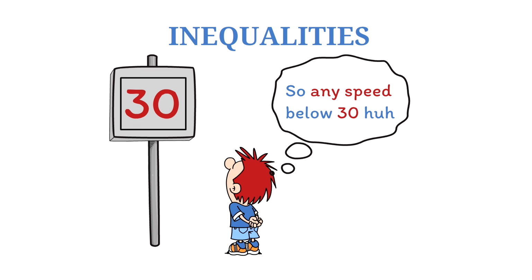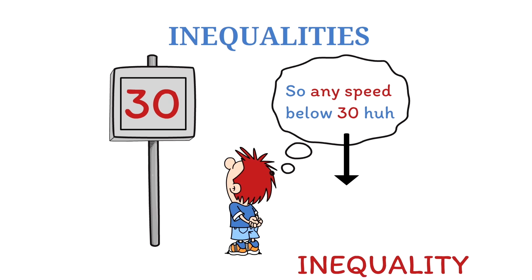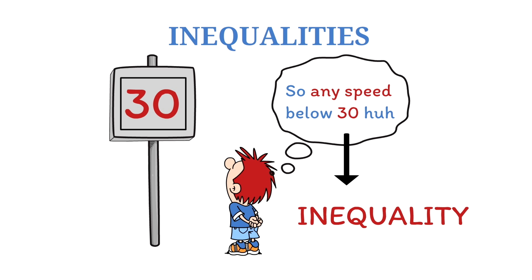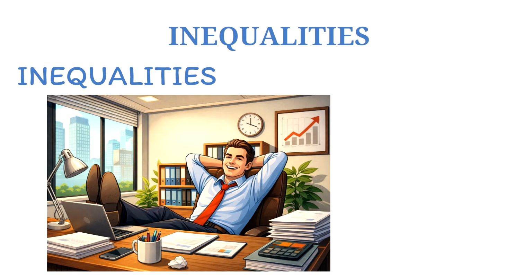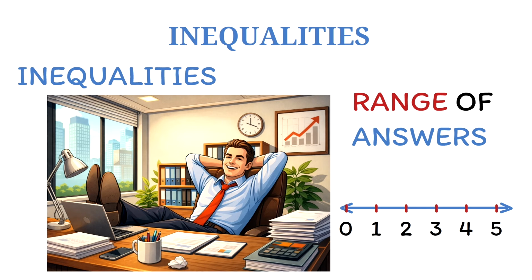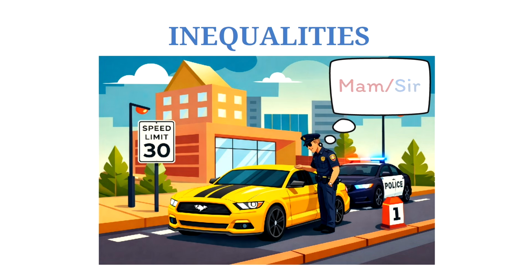Math does the same thing. That wiggle room is called an inequality. While equations are bossy and want one exact answer, inequalities are more laid back. They describe a range of answers, usually placed on a number line, that all work, just like all the speeds that keep you from getting pulled over.